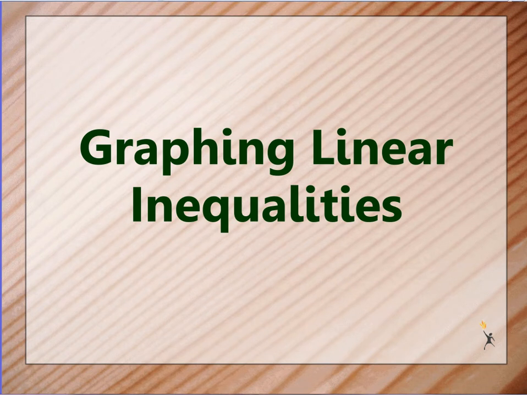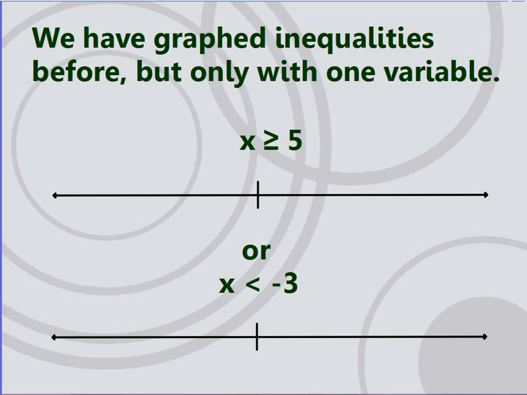Today we're graphing linear inequalities. You've graphed inequalities before, but only in one variable, like x is greater than or equal to 5. Since we had greater than or equal to, 5 itself was included as part of our solution, so we put a solid dot at 5 and shaded to the right for all the values that are greater than 5.